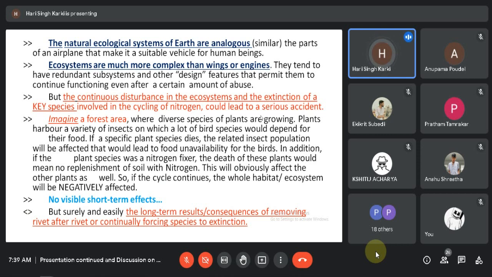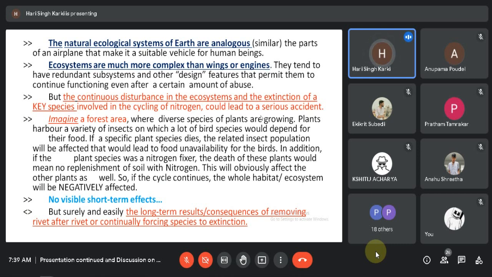That's why we are able to get from one place to another. Similarly, our existence is possible in the ecological systems. Ecosystems are much more complex than the wings or engines. Wings or engines are complex, but ecosystems are much more complex, much more well designed, and even more diverse.